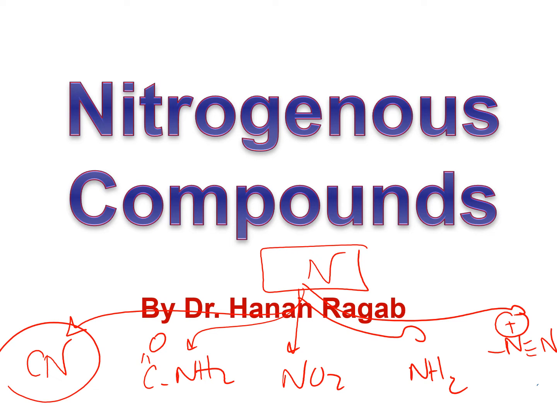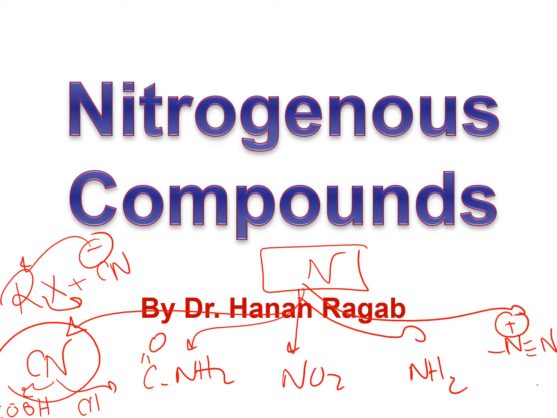In case of the cyano group, we do not study it as a separate class because all characters related to the cyano group can be collected from other functional groups. For example, you can prepare them through reaction of alkyl halides with a cyanide, and this is the nucleophilic substitution reactions of the alkyl halides. For their reactions, you can hydrolyze them into the carboxylic acids and you can reduce them into the amines. So generally, they are studied through other classes.